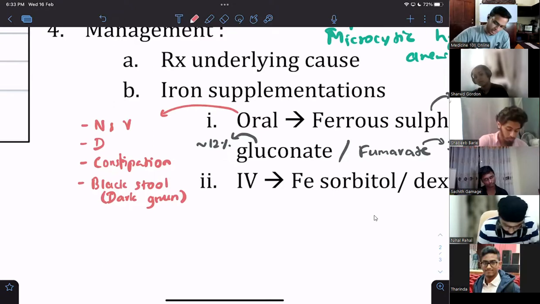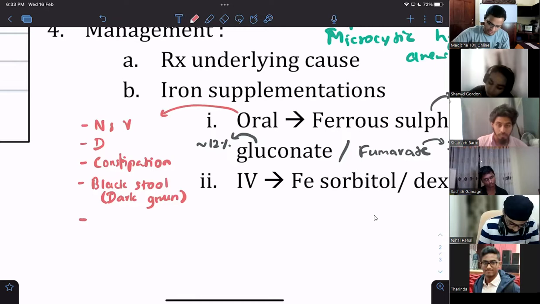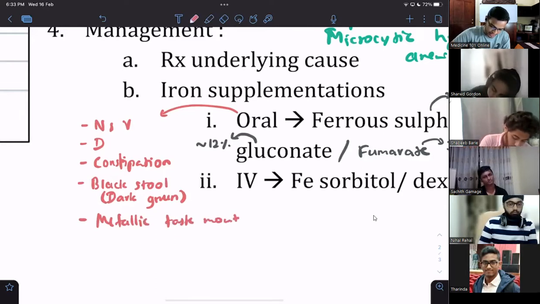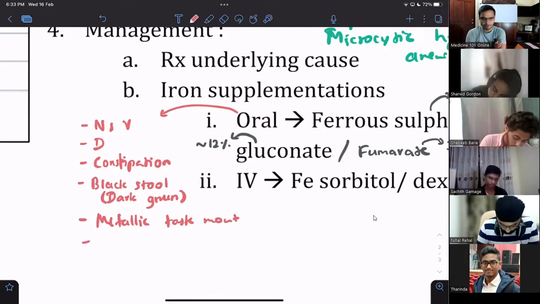And you can write metallic taste in the mouth, staining of the teeth. All of these can happen due to the iron.